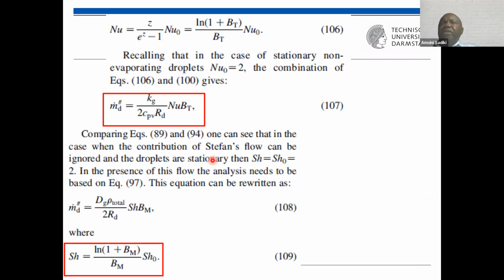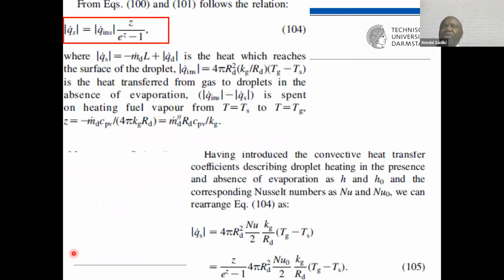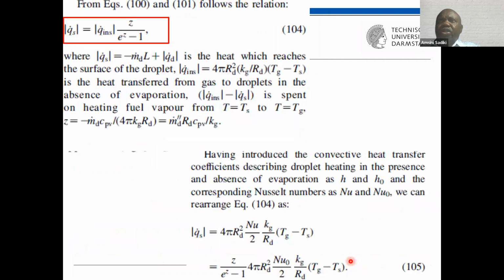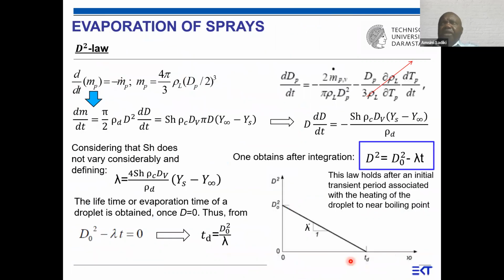This allows us, for example, to replace this expression by this expression here. For that, we will get another expression here for 97, in which we will have the Sherwood number multiplied by this, and this will be the effective Sherwood number. We will come to this later.